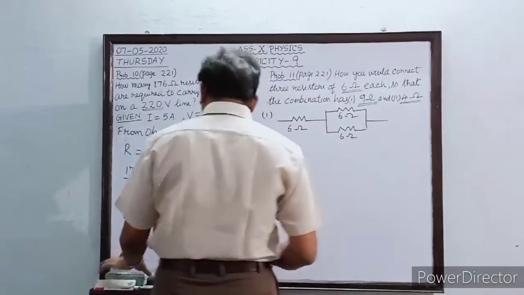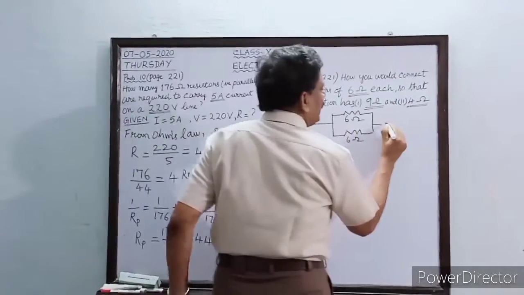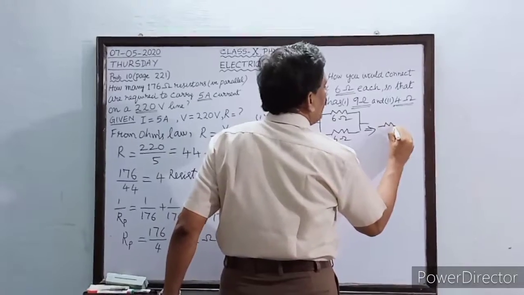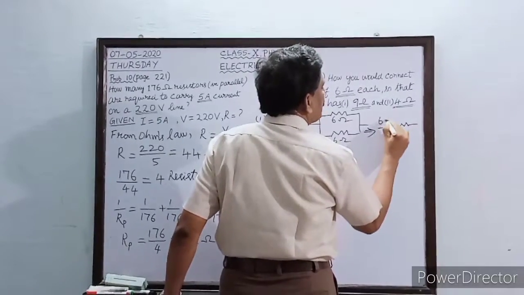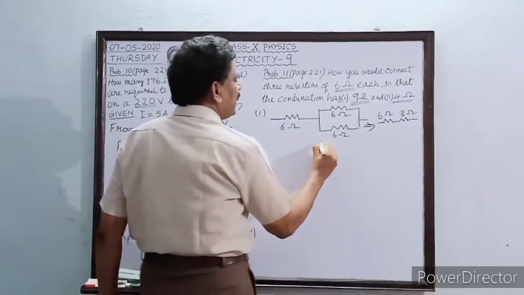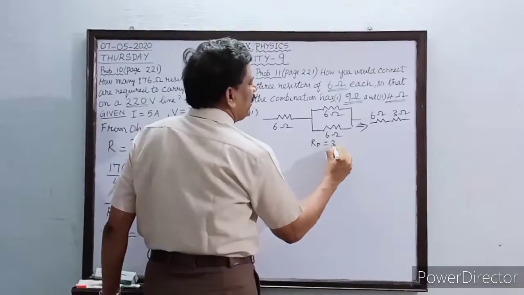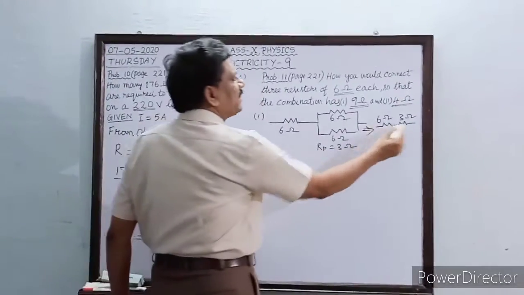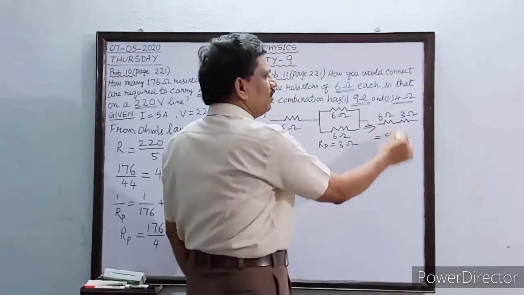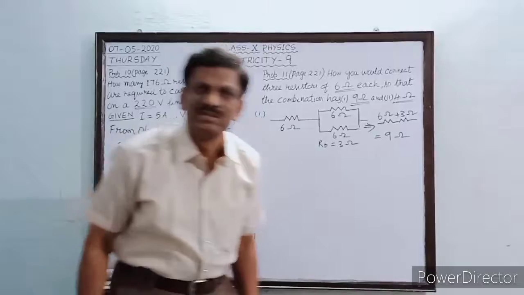So the equivalent resistance for this can be written as 6 ohm and 3 ohm. So this is 6 ohm and this is 3 ohm, is it not? Here this R parallel is equal to 3 ohm. So 6 plus 3 ohm is equal to what? 9 ohm. So this 6 ohm plus 3 ohm will be equal to 9 ohm. Have you all understood? Okay.